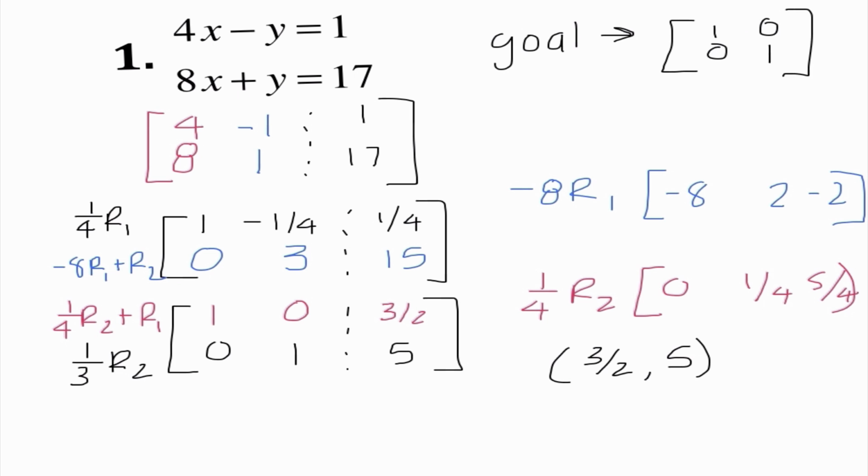And I definitely would want to double check this answer, so let's do this. 4 times 3/2 is 6. 6 minus 5 is 1, so it works. 8 times 3/2 is 12. 12 plus 5 is 17, so that makes a true statement, which tells us 3/2, 5 would be our answer.